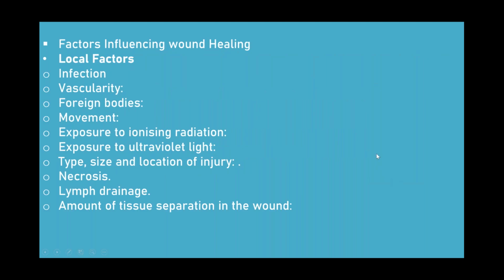So what are the factors influencing wound healing? There are local factors and systemic factors. Here, the local factor is infection. Infection is the most important factor acting locally, which delays the process of healing. And vascularity is also an important factor. If there is poor blood supply to the wound, this can lead to delay of the healing process. And movement also delays the process of wound healing and leads to stretching and keloid formation.